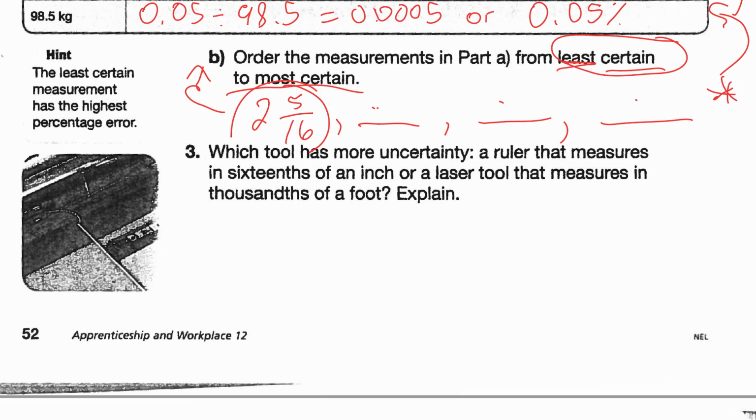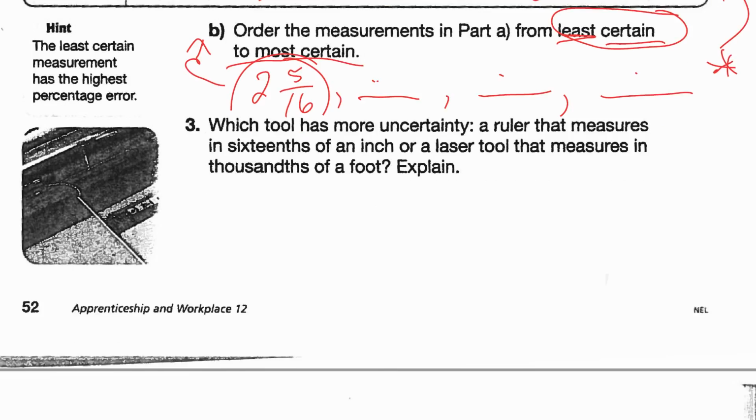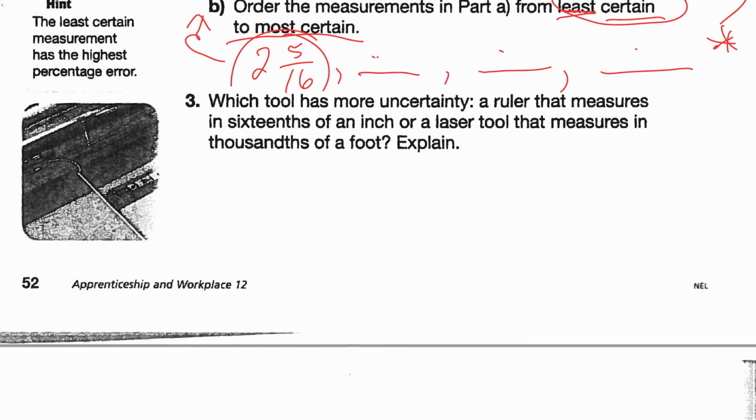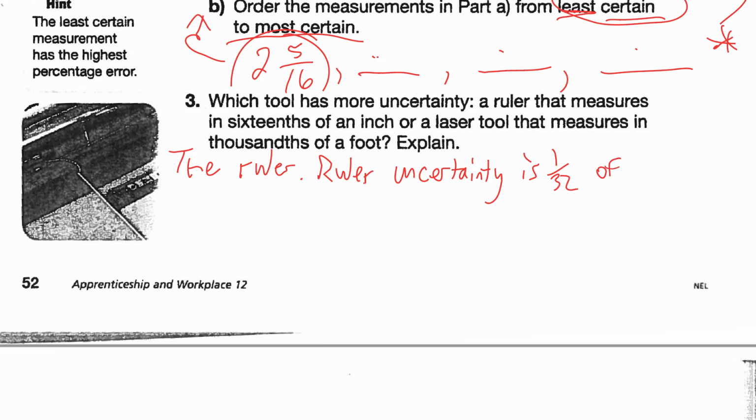Okay, so let's move on to number 3. Which tool has more uncertainty? A ruler that measures in 1/16 of an inch or a laser tool that measures thousandths of a foot? I'll just give you this one, the ruler. And the reason why is the ruler uncertainty is 1 in 32 of 1 in 12 of a foot, which gives us a value of 0.0026.